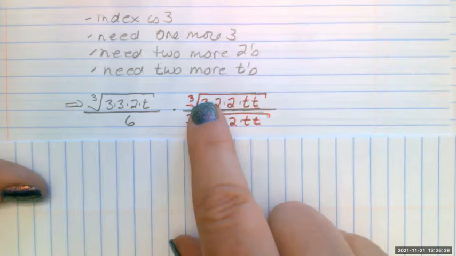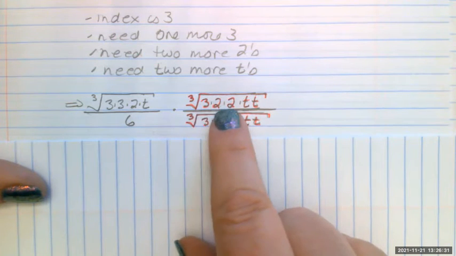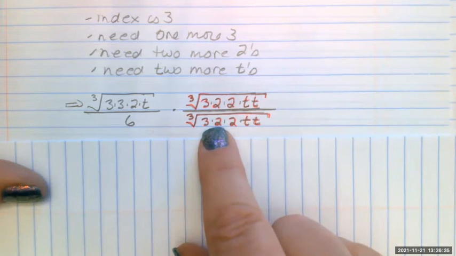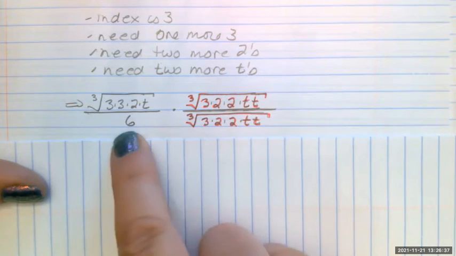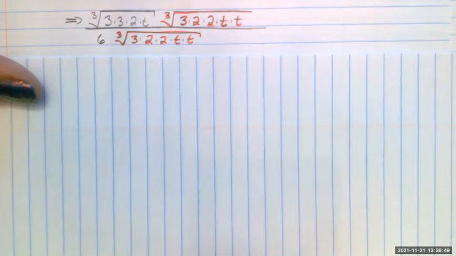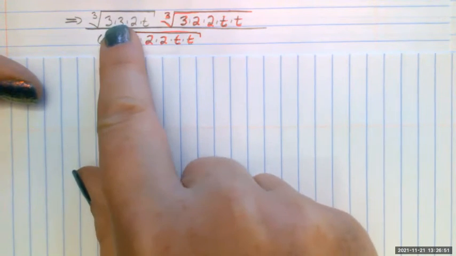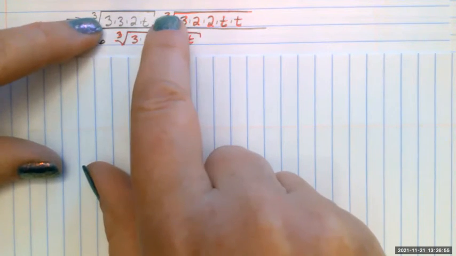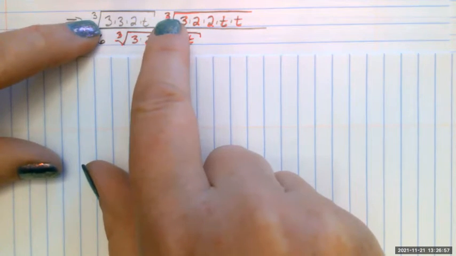I needed 1 more 3, 2 more 2's, and 2 more t's. Again, what I did at the top, I did to the bottom. These are 2 fractions. I'm now going to make one giant fraction. I am now going to smush the cube root and this cube root together. Again, when I multiply, I only need the index to be the same, the 3, the cube root.